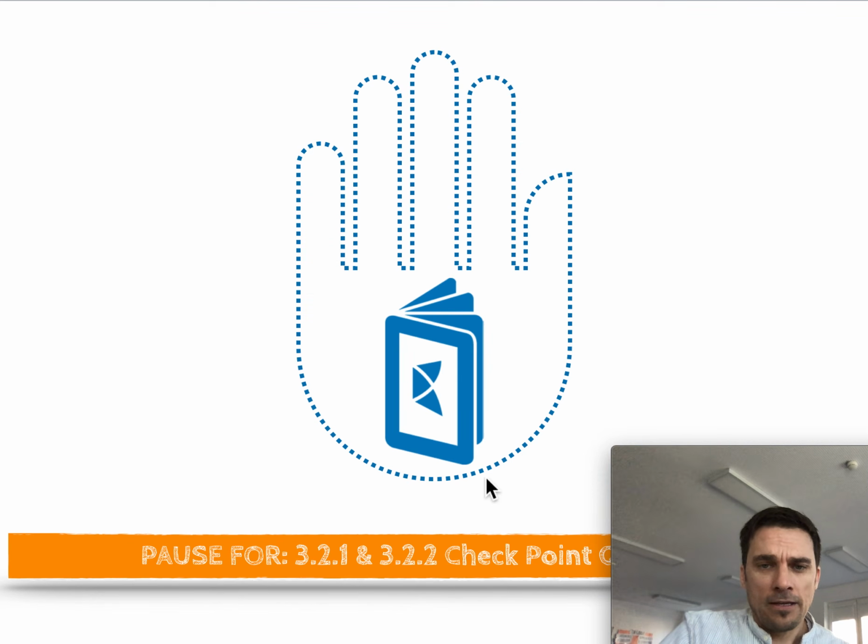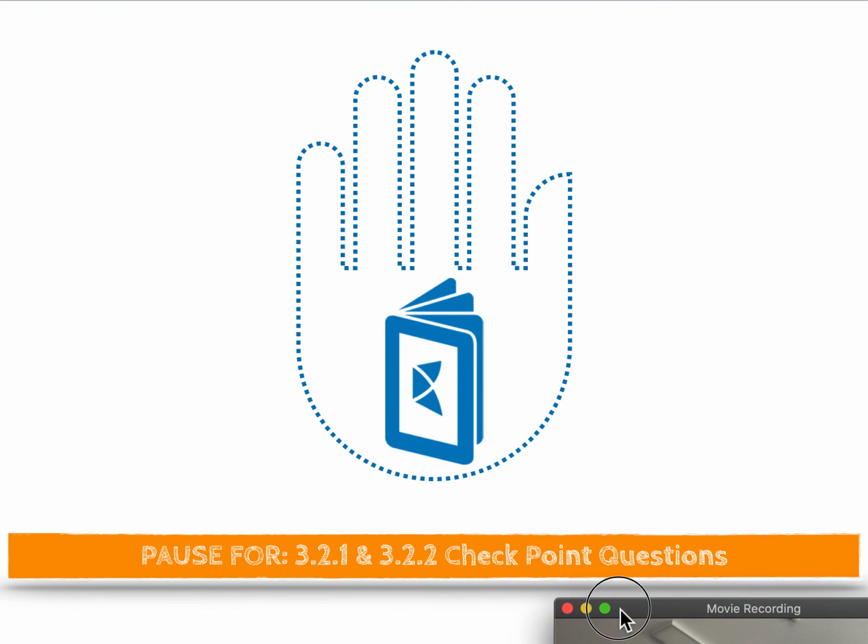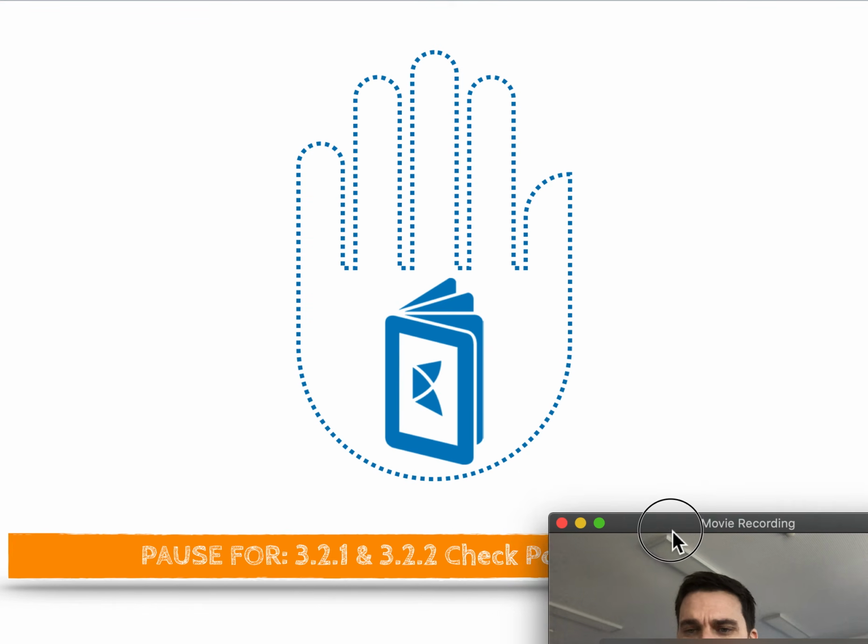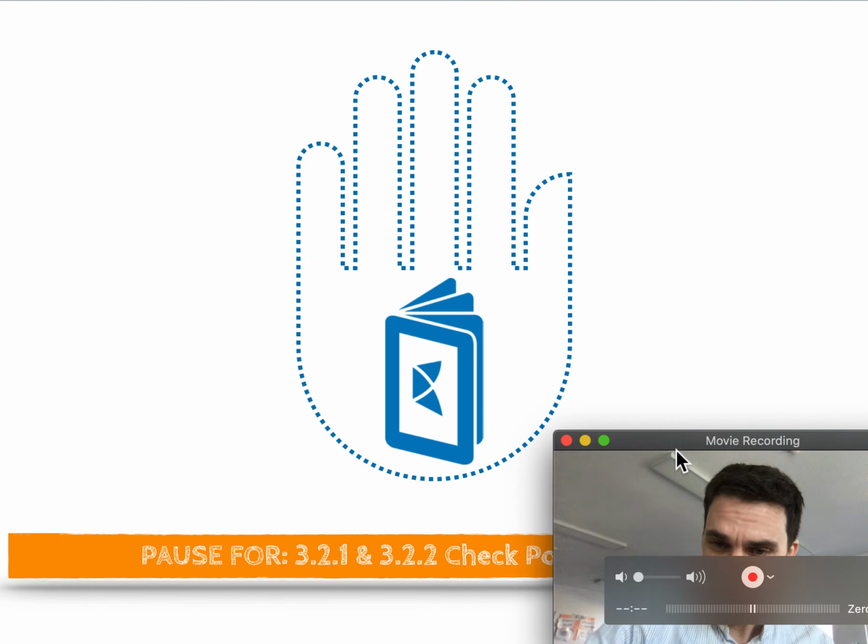And finally, go into Cognity, please, at this point, and revisit these two chapters, 321 and 322. Do those questions, see that you're getting this at this point. Send me an email if you're not, or leave a comment in the description below, as they say.